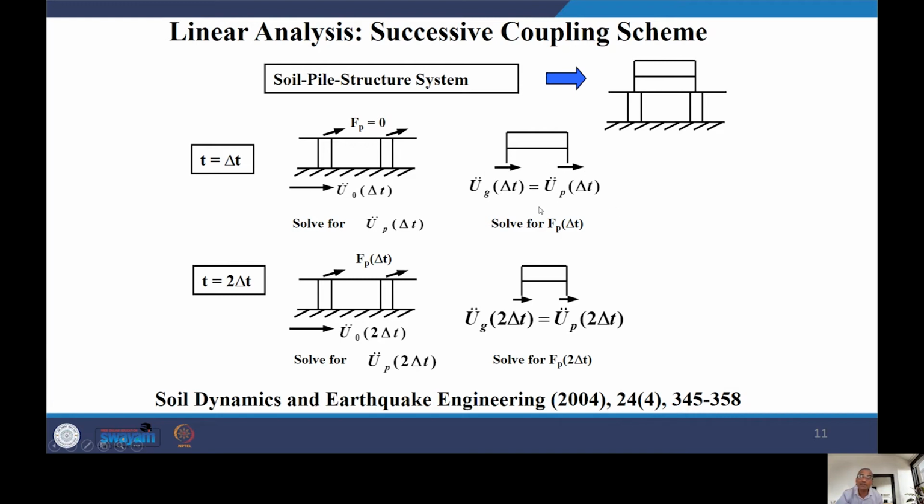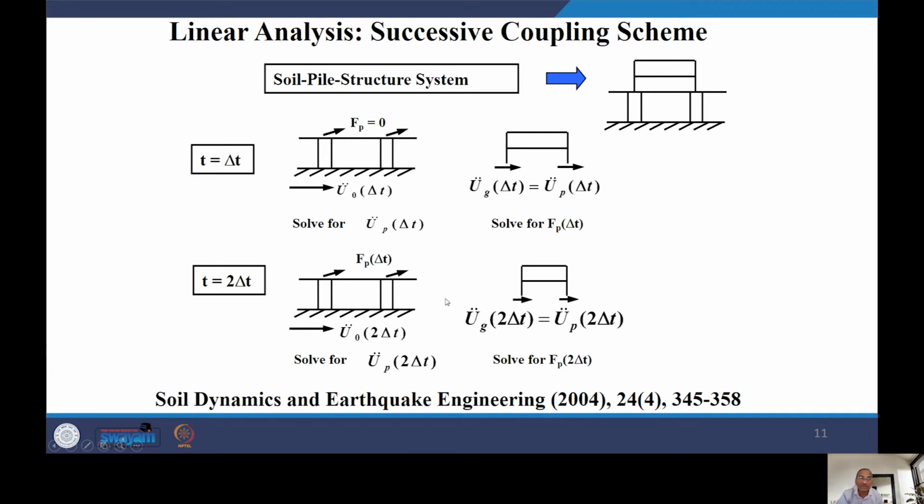So acceleration here will be the same as the acceleration of the pile head. So input is given to the subsystem, and this subsystem is told to calculate the forces coming to do this acceleration at the pile heads. So by this analysis, we find out what are the forces which are acting at the pile head, that is FP delta D.